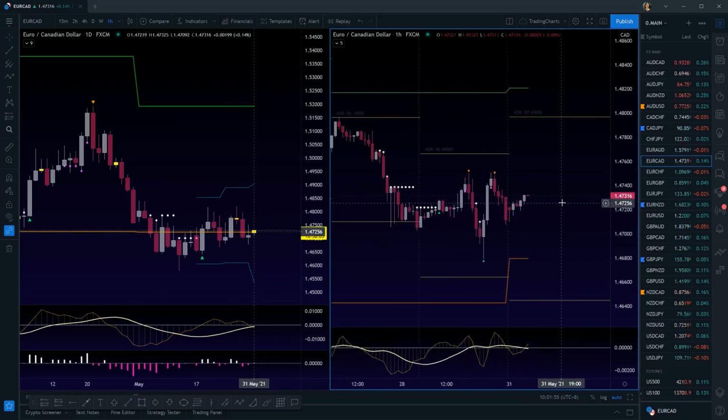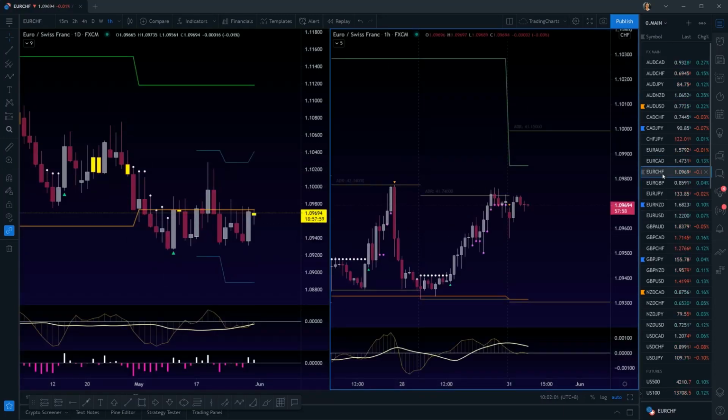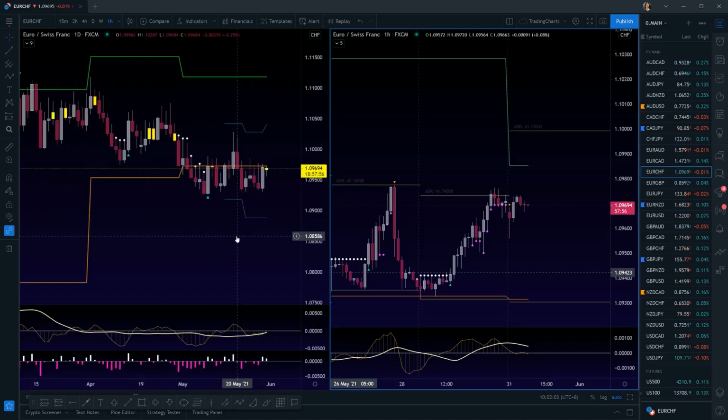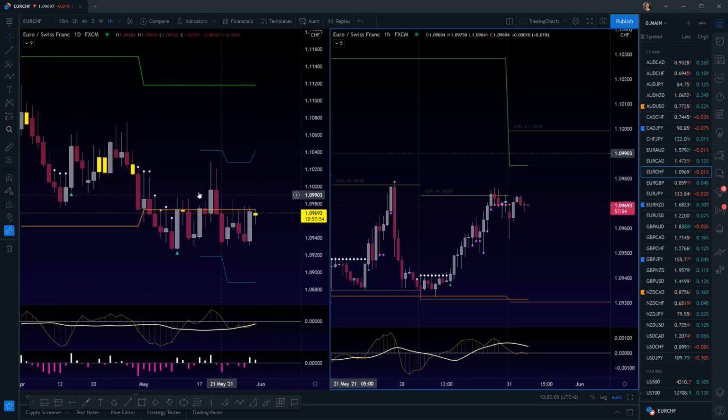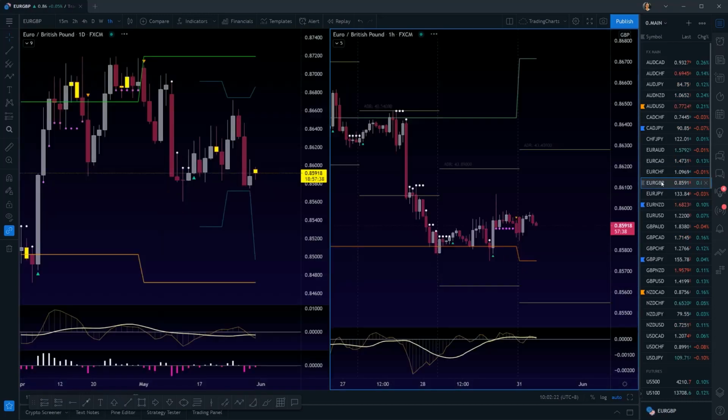Euro CAD, no trade, definitely. It's in the middle of nowhere. This tells you that. No directional bias, which means I don't trade. Euro Swissy is at the monthly low level, this orange line. It hit top of ADR Friday. Yeah, I don't want to trade this.